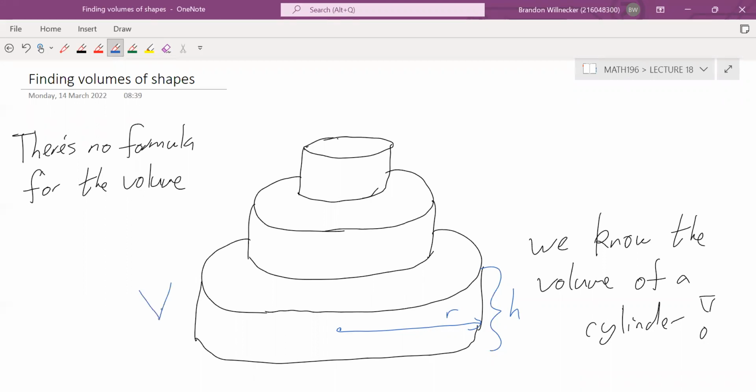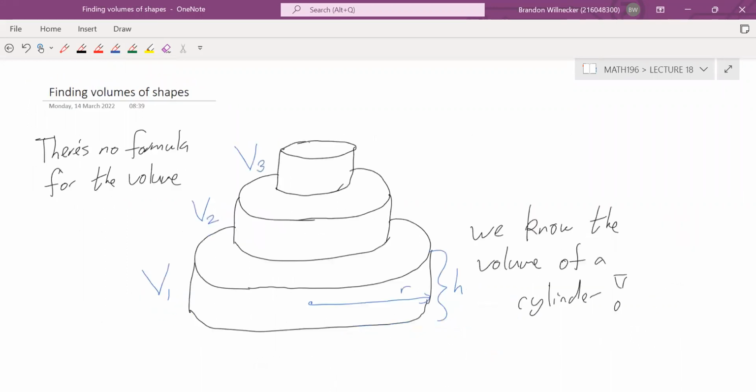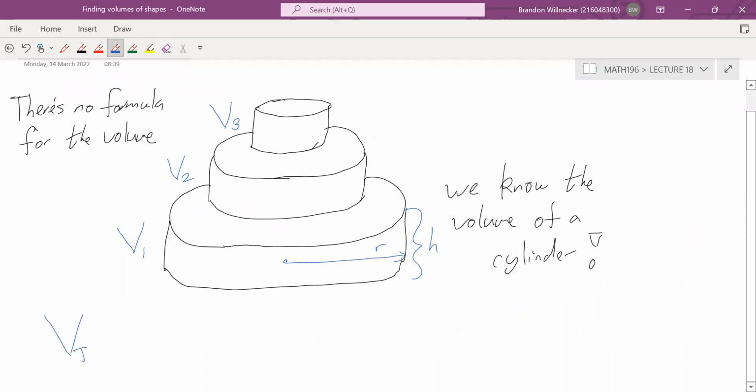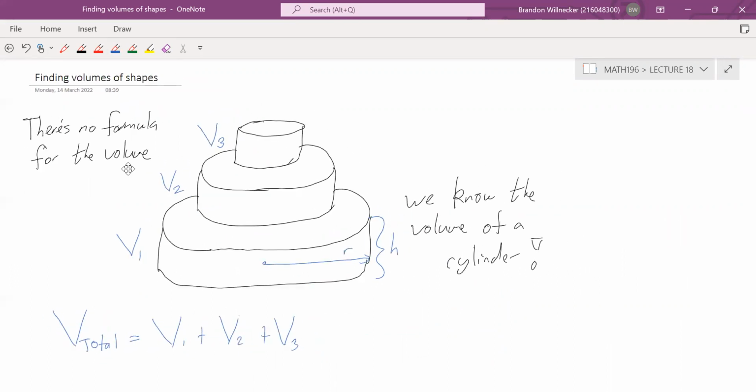We can find the volume of the first layer, the volume of the second layer, and the volume of the third layer. So we cut it up into pieces, we find each volume, and so the total volume is going to be V1 plus V2 plus V3. As we've seen, there's no formula for the whole shape, like we know the volume of a sphere or a cone, but we know the volumes of each piece of this shape. We can add them together and that gives us the total volume.